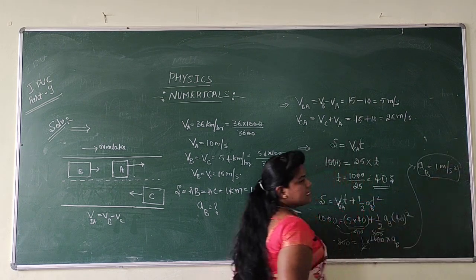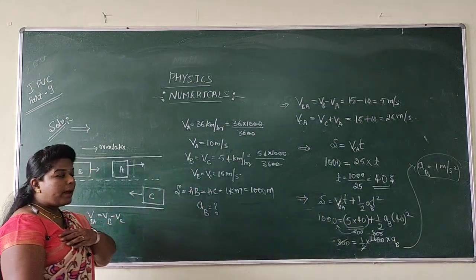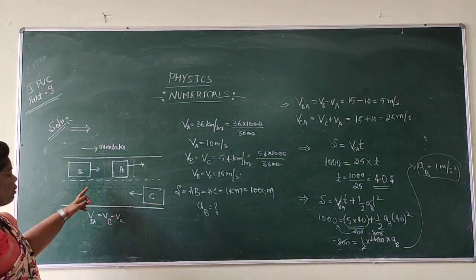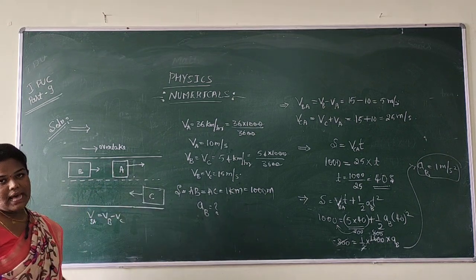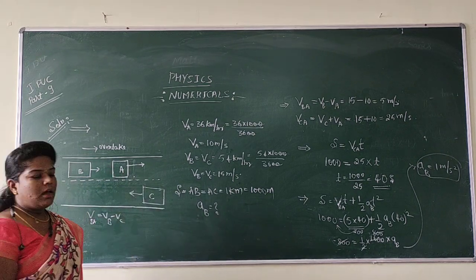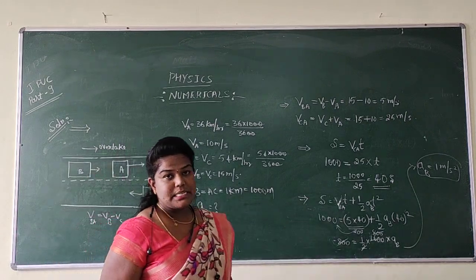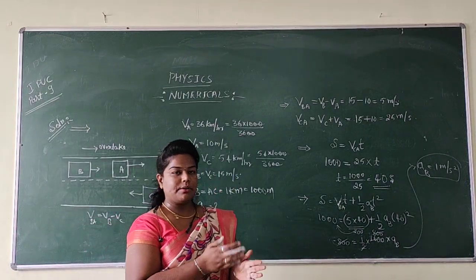So the acceleration of car B is 1 meter per second square to overtake A without any accident. Hope you got this. Okay, thank you my dear students. This completes your motion in a straight line chapter. Okay, thank you.